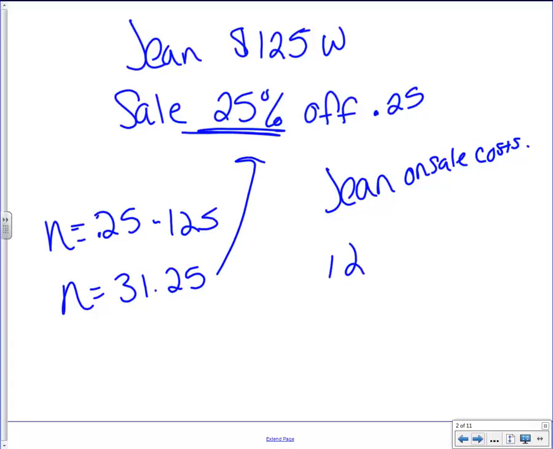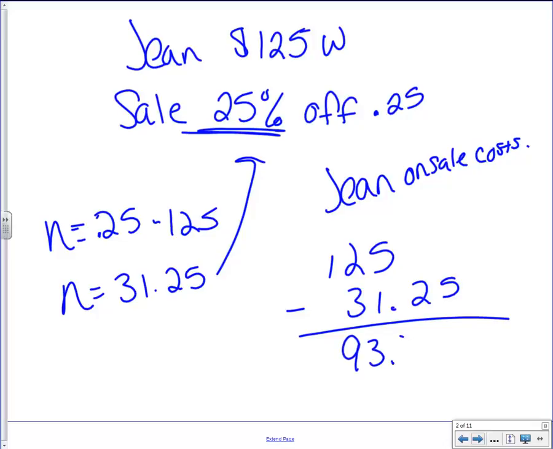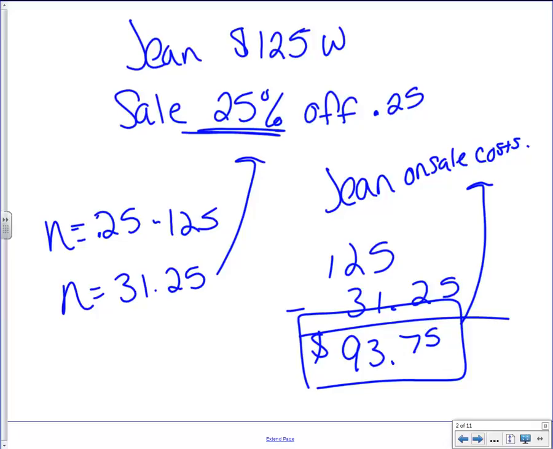So I take the price that my jeans were and I subtract the new discount, and when I type that into my calculator, I end up with $93.75 as how much my jeans are on sale for. So I did find what I was looking for.